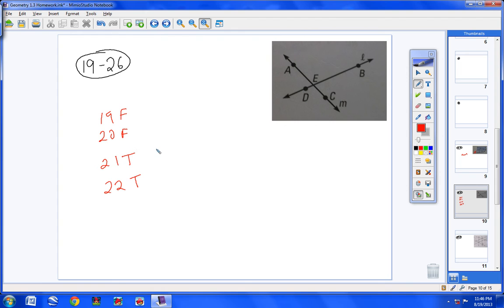All right, number 23. C lies on line M. Okay, well, here's line M right here, and here's C. Looks good to me. That would be true. Yes, most definitely. So 23 is true.